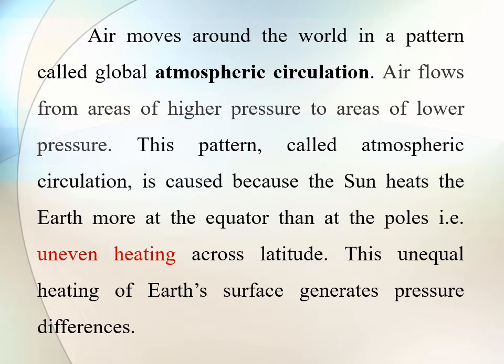Air generally flows from high pressure areas to low pressure areas, and this generally happens due to the uneven heating across latitude. The unequal heating of the Earth's surface generates pressure difference, due to which the horizontal movement of air occurs.